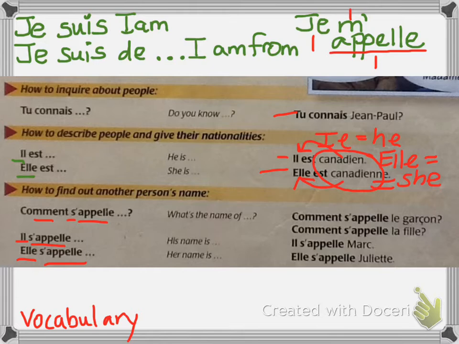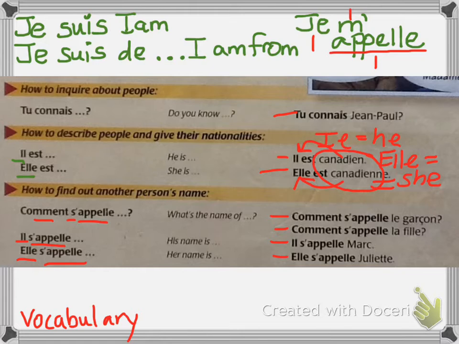S'il vous plaît, répétez. Comment s'appelle? Comment s'appelle le garçon? Comment s'appelle la fille? Il s'appelle. Il s'appelle Marc. Elle s'appelle. Elle s'appelle Juliette.